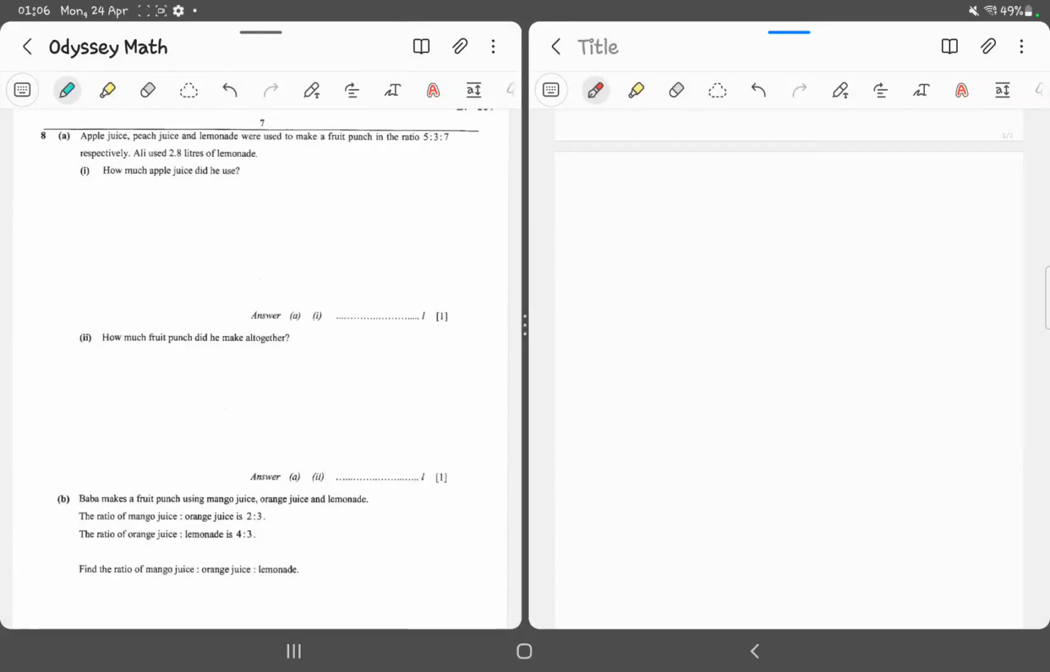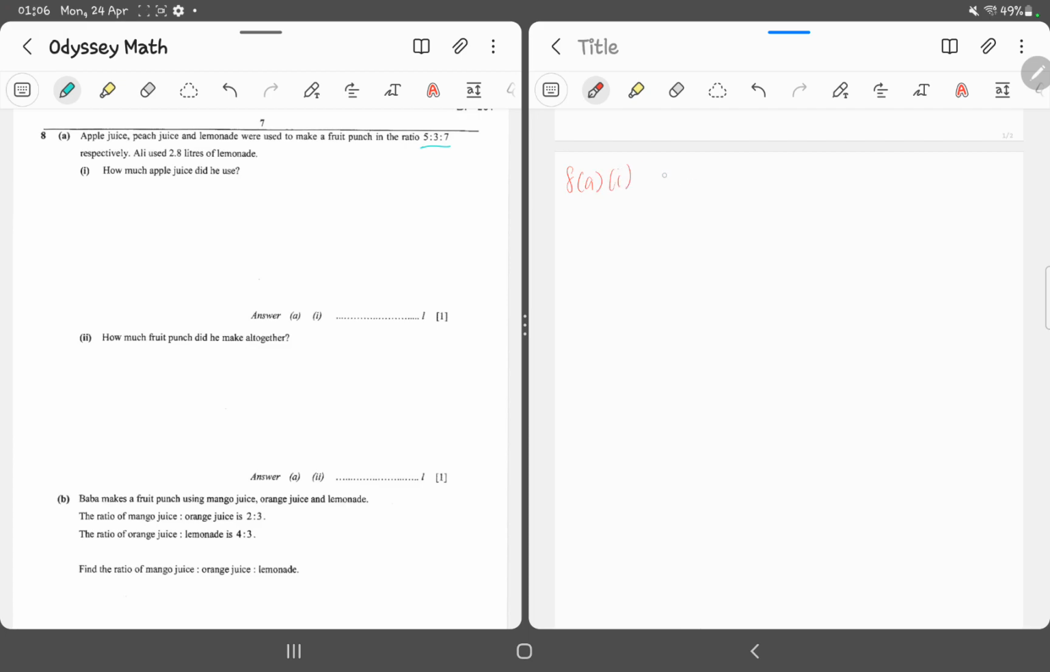Question number 8 over here is on the topic of ratio. So let's do question number 8. Now 8A: apple juice, peach juice, and lemonade were used to make a fruit punch in the ratio 5:3:7 respectively. Ali used 2.8 liters of lemonade. So how much apple juice did he use? Okay, let's do 8A part 1.